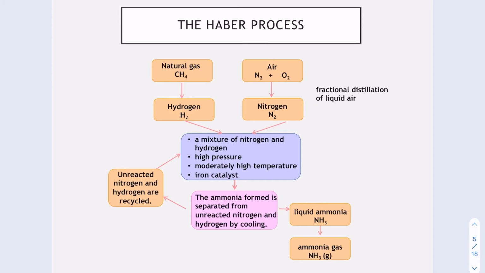So here we have a diagram of the Haber process. It's fairly complicated, but you'll be glad to know that you don't need to know all of it. Really your main points here are your iron catalyst and the fact that it has a high pressure and a moderately high temperature. Basically everything in the purple box here is what you want to look for.